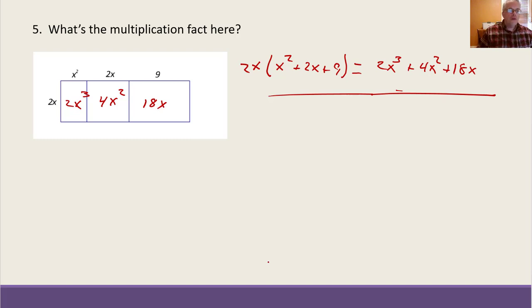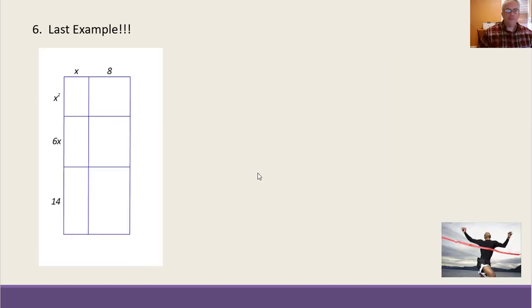All right. We've made it to our last example. This is a little bit bigger one. So the total width, well, that's the sum of these 3 monomials. It's a trinomial. So we have x squared plus 6x plus 14 times. These 2 things make the total length. So that'd be x plus 8. A trinomial times a binomial. All right. Equals. Well, let's do it.